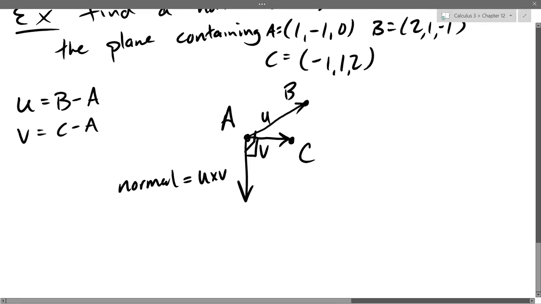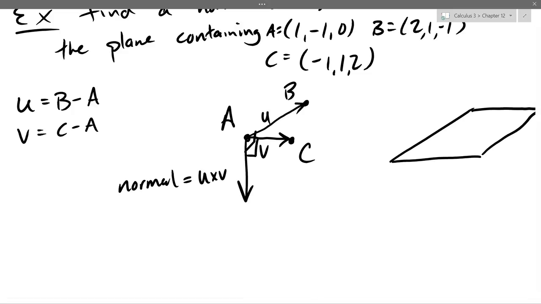So if you want a more stylized picture of what's going on, here's the parallelogram containing U and V. And that's a good way to think about a plane, as a parallelogram. Of course, a plane is an infinite parallelogram, goes forever in all directions.